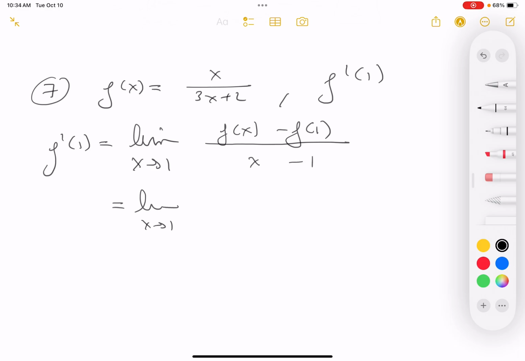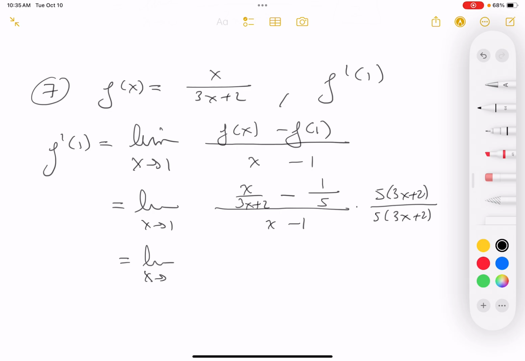Limit as x goes to 1. What's f of x? It's x over 3x plus 2, minus, what's f of 1? It's 1 over 5, because x is 1 and the bottom would be 5. And that's going to be over x minus 1. What I'm going to do now is multiply top and bottom by the LCD. That's going to be 5 times 3x plus 2.